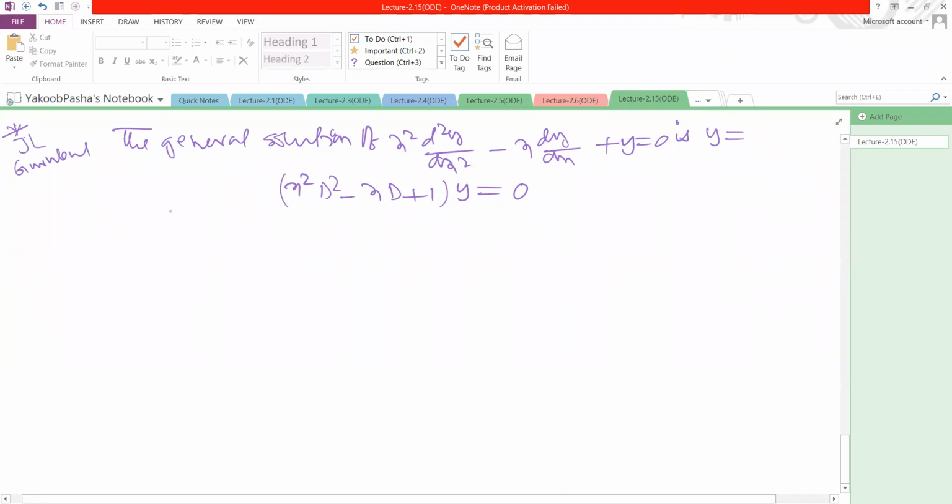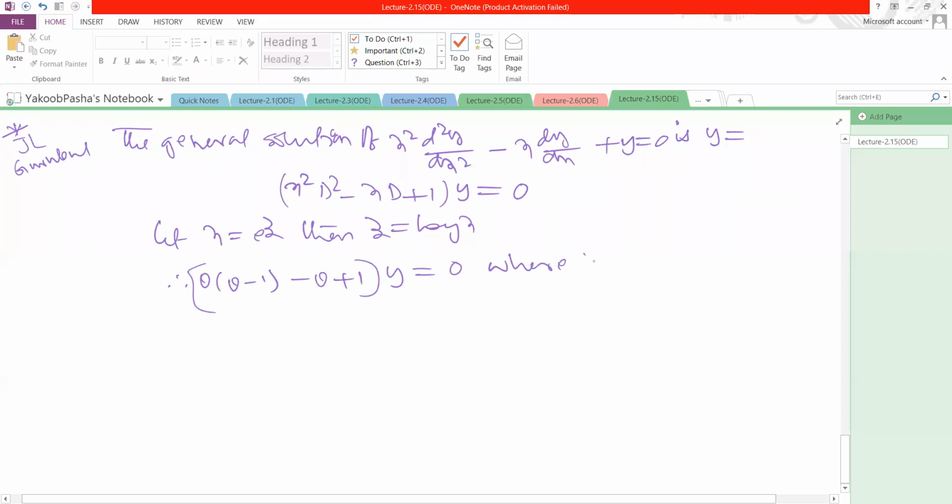Now we know that it is a Cauchy-Euler equation. Let us take x is equal to e power z, then z equal to log x. You have to remember these points. So x into d equal to theta, x square d square equal to theta into theta minus 1. Theta into theta minus 1 minus theta plus 1 into y is equal to 0. Theta means the differentiation with respect to z. Simplifying this, we get theta square minus 2 theta plus 1 into y is equal to 0.